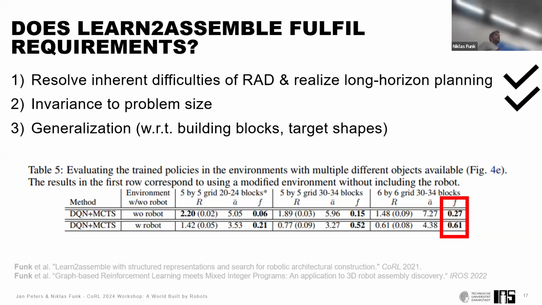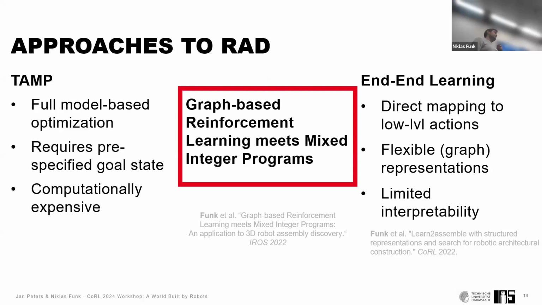And therefore we went back and thought, okay, how can we improve the results and how can we make this policy more generalizable? For one, of course, we can try to do longer training and maybe use curriculum methods to tackle the combinatorial complexity with the increasing task horizon. Or the other idea is to add more structure, so to add inductive biases into the approach. And we actually decided for the latter. So in a follow-up work, we developed a method that tries to combine the best of model-based optimization and learning, which we called graph-based reinforcement learning meets mixed integer programs.